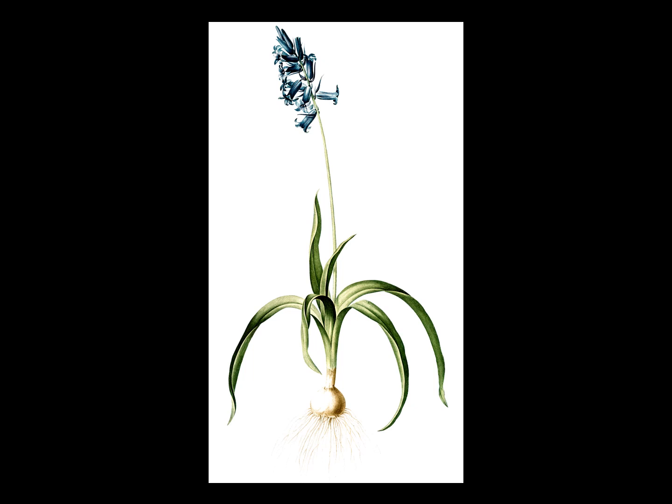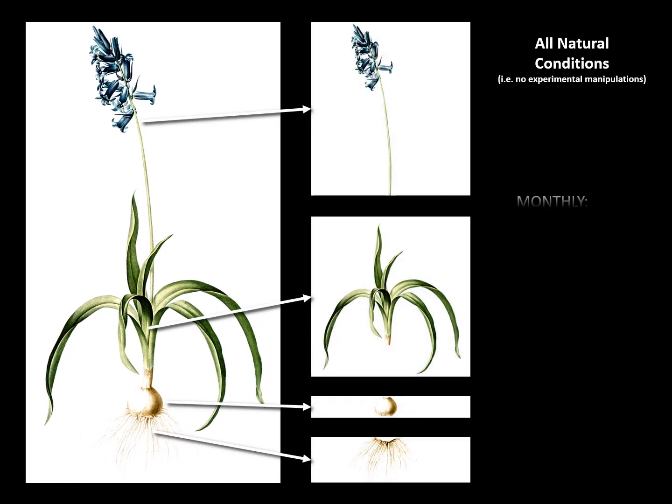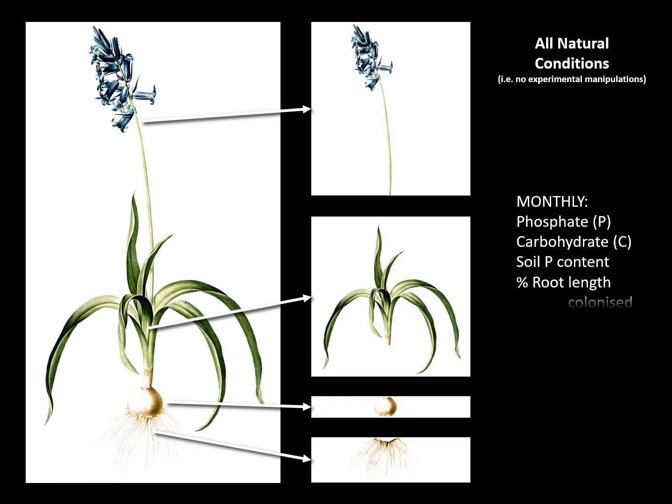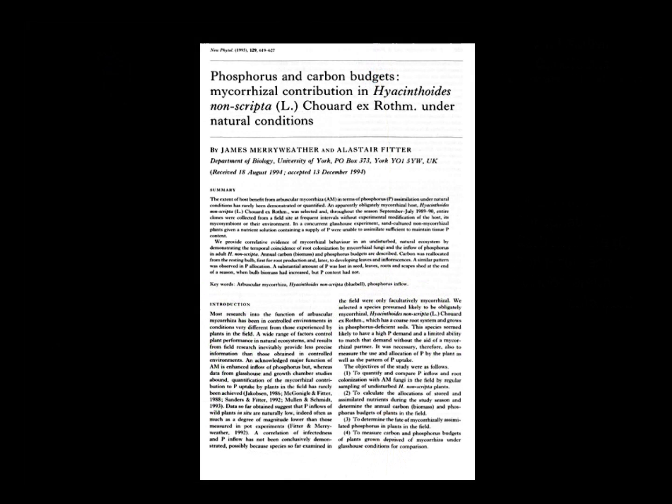At the same time, individual field-collected bluebells were divided into 4 parts to ascertain phosphate, P, inflows, and allocation of P and carbohydrate, C, to the various bluebell tissues, plus root colonization by mycorrhizal fungi throughout the seasons of a single year to demonstrate, or not, an ecological function of mycorrhiza under field conditions. That experiment provided the first evidence of mycorrhizal behaviour in an undisturbed natural ecosystem by demonstrating the temporal coincidence of root colonization by mycorrhizal fungi and the inflow of phosphorus in adult bluebells.